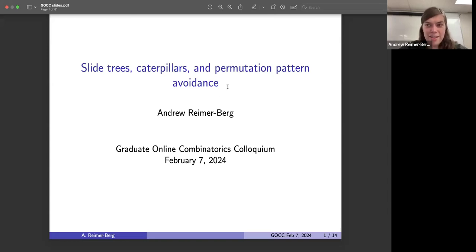So I'll be talking about some research I've been doing the last year or two involving various types of trees that are motivated by combinatorics of some geometry. Specifically, slide trees, caterpillar trees, and how permutation pattern avoidance fits into all of this.